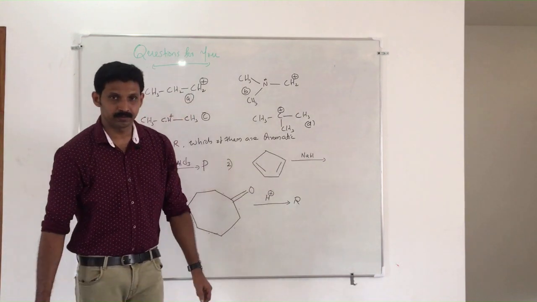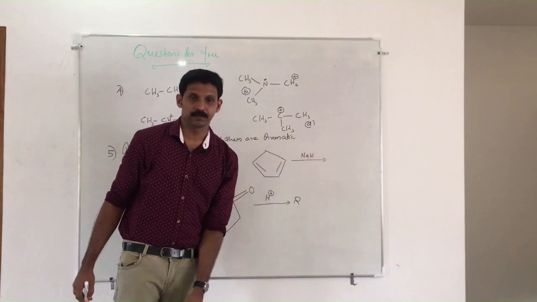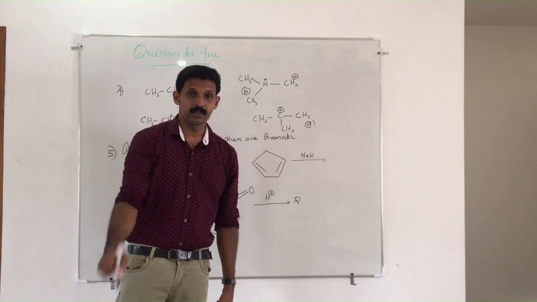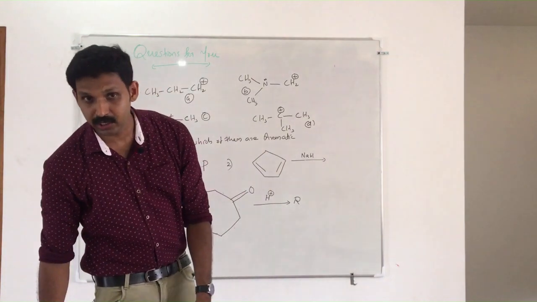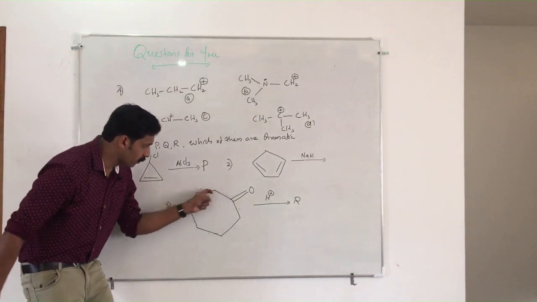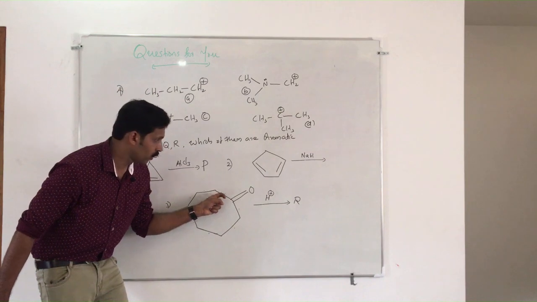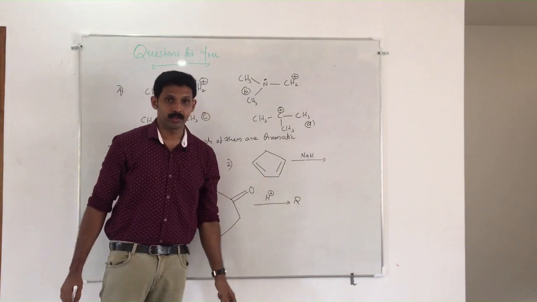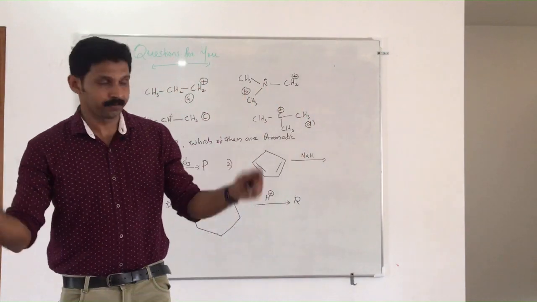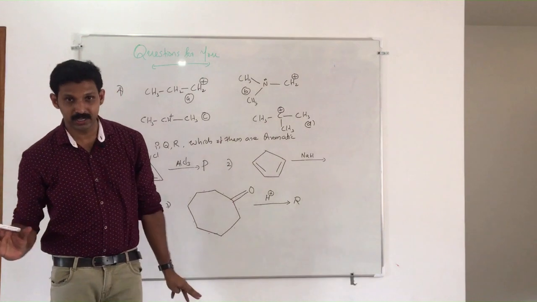NaH. This molecule on reaction with NaH will give a product. Again, NaH has the power to abstract H+. This is a 7-membered compound. To this, H+ has to be added. We will get R. My question is whether R is aromatic or not. You find out your own answer for these questions.